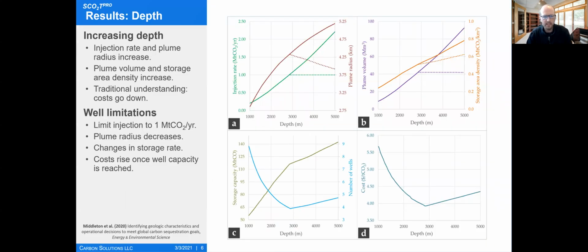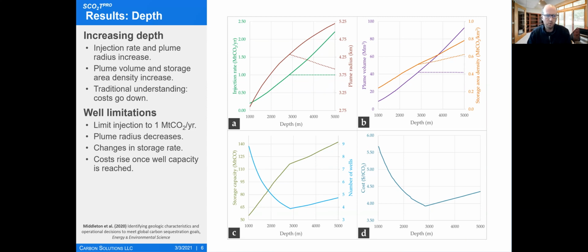So here's a little bit on some of the sensitivity analysis we can do with Scott. The first one we looked at, and you can see much more information in the paper we just published in Energy and Environmental Science, was on depth. So we ran Scott between 1,000 and 5,000 meter depth. We held all of the other information constant, thickness, porosity, permeability, and the geothermal gradient, to see what happens when we change the depth. And the first thing that happens is you get the results you see in the literature.